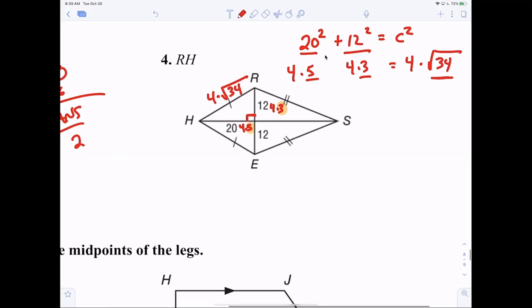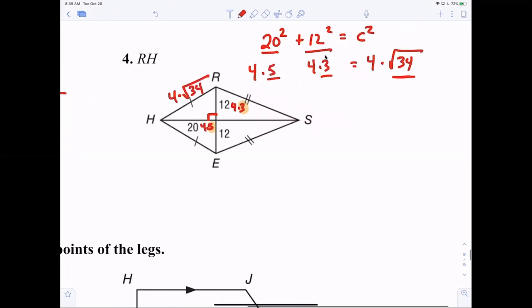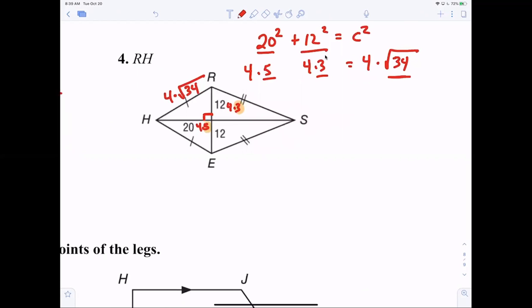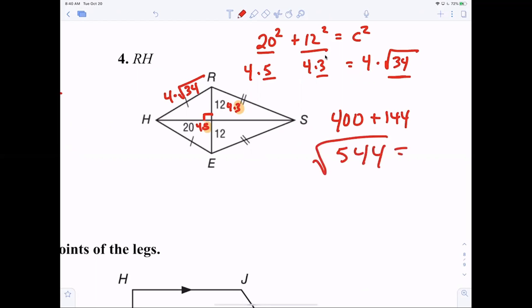Can I break down 34? No, because it's 2 times 17. There's no perfect square in there. Now, let's say you didn't do that. 20 squared is 400. 12 squared is 144. 400 plus 144 is 544. And now you have to break down 544, which is obviously 16 times 34, but some people don't know that. So that's where I got 4 radical 34.